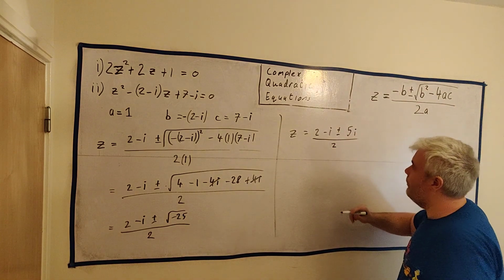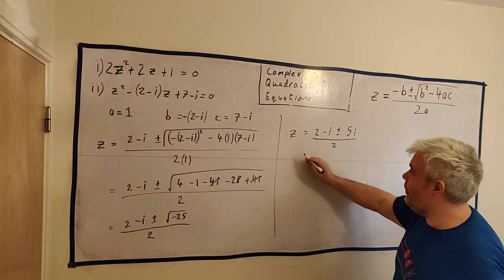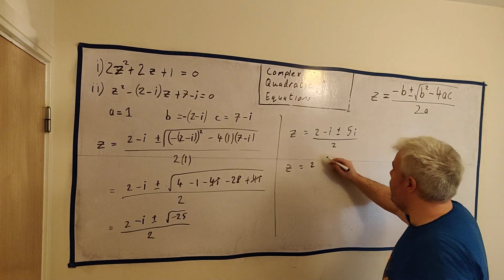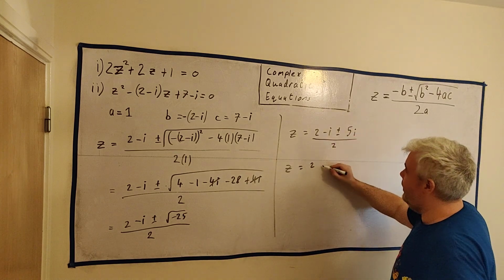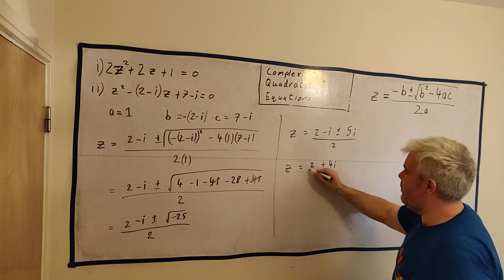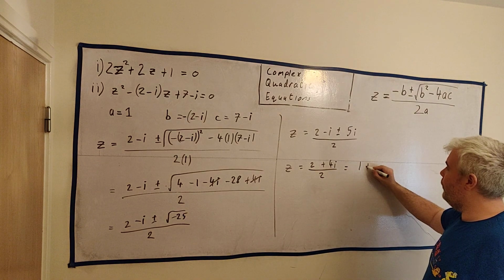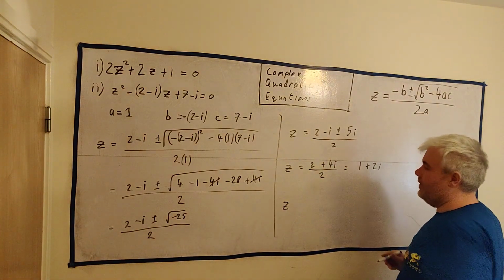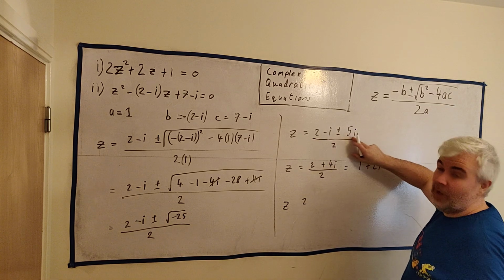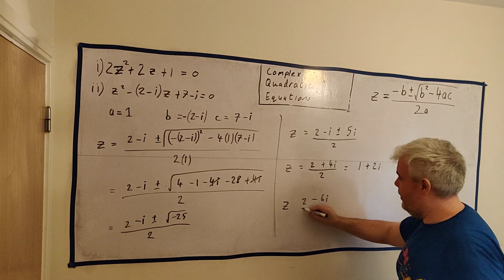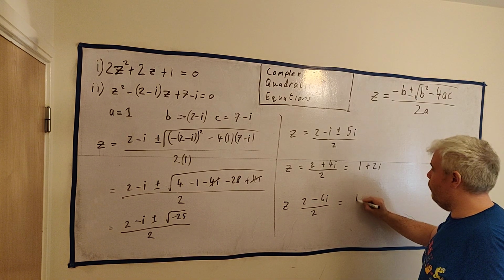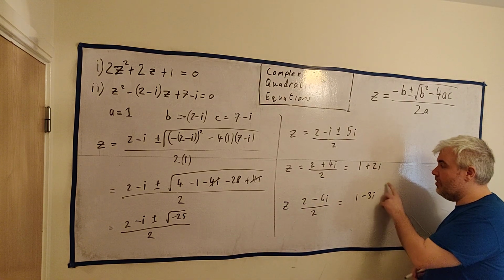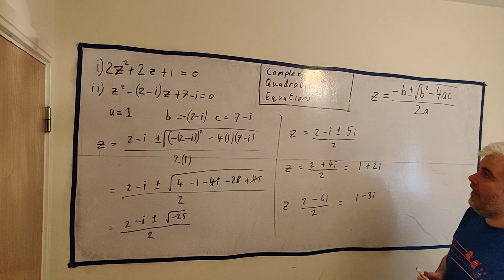All divided by 2. So the answer is, two answers, remember, because it's not as easy to clean this one up. The two answers are z is equal to 2 minus i plus 5 is plus 4i over 2, which is equal to 1 plus 2i. That's one of our answers. The other answer, if this was a minus, is 2 minus i minus 5 is minus 6i over 2, which is equal to 1 minus 3i. These are not conjugates of each other. These are not complex conjugates. So that is a good bit different.